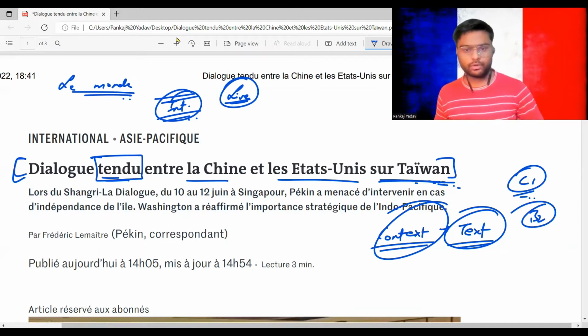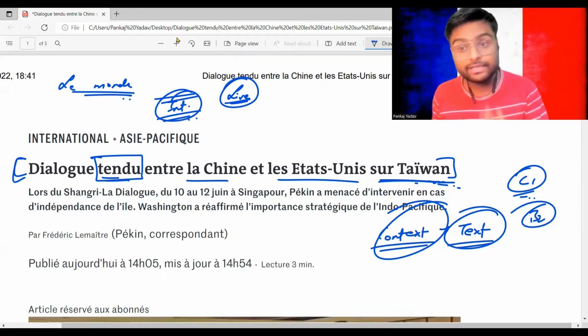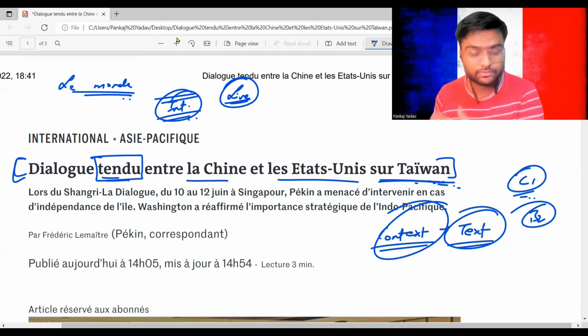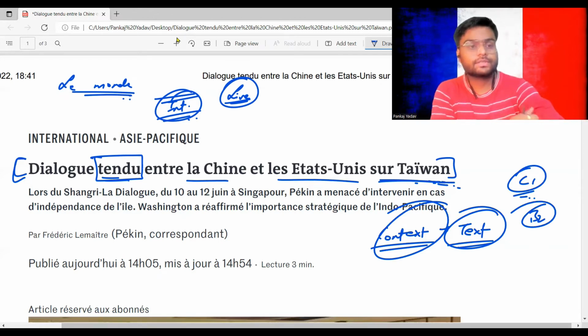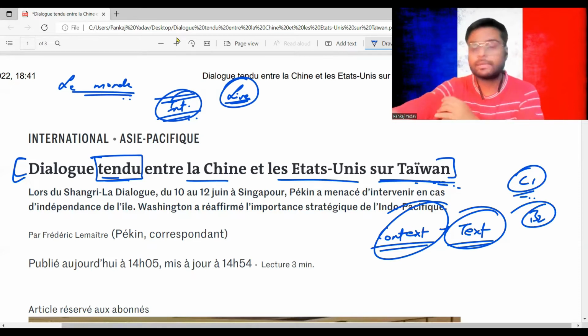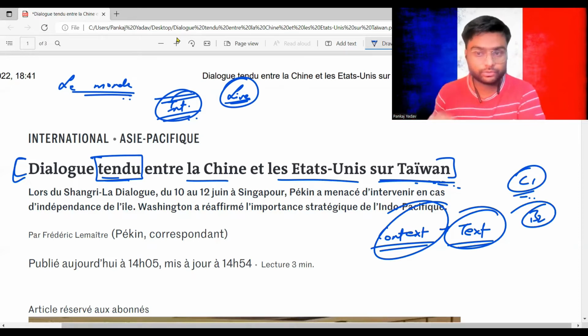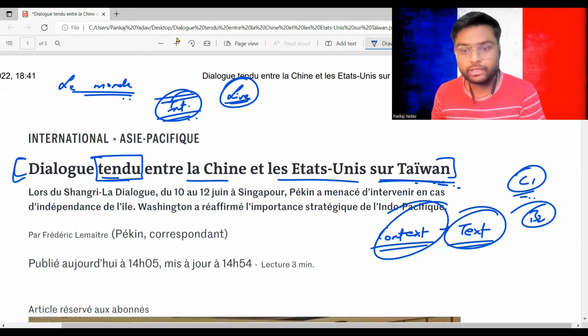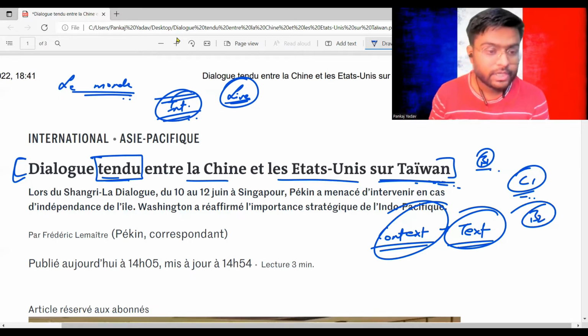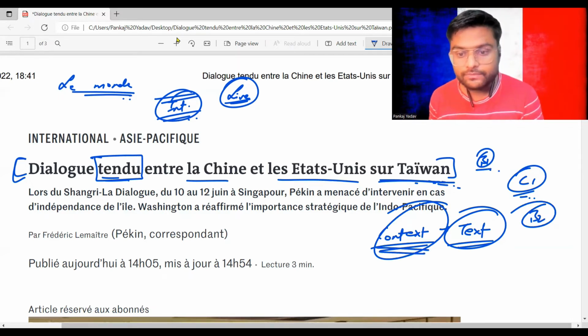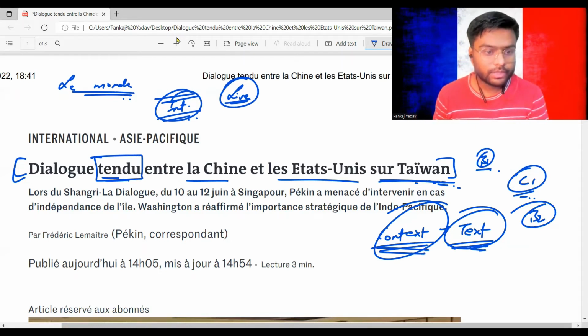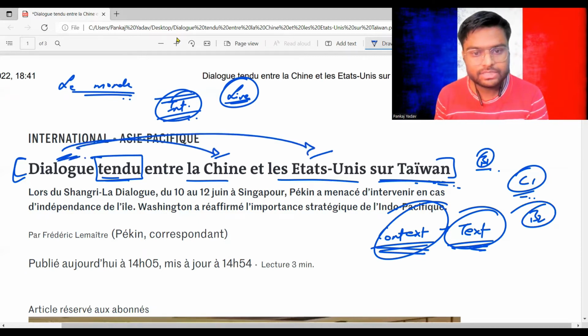I was really lucky that teachers like Padma Natarajan, Usha ma'am from Alliance Française, and Somo sir taught us this. Special credit goes to Usha ma'am. She taught us this trick in my B1 level. So what you can do is, first, observe the context of the text. Here, what is the context? Something is going on between China and the United States, a dialogue is happening between them.